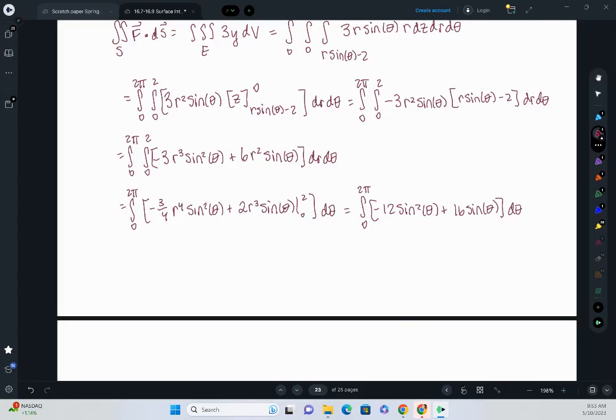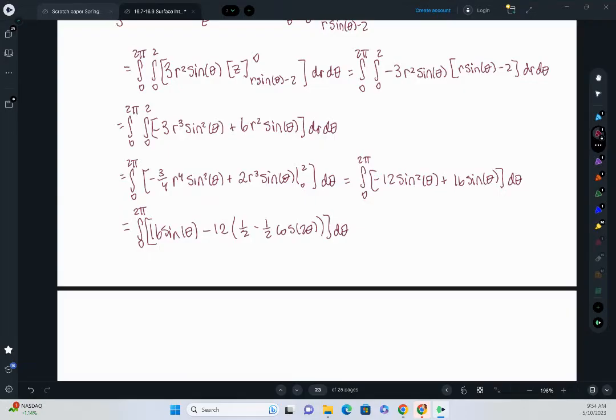Okay, so we can integrate the sine squared, but we have to change it. We need to change it to be 1/2 minus 1/2 cosine 2 theta. So I'm going to rewrite this. Number one, I'm going to go ahead and change the order because it drives me nuts to have the negative first. So I have my 16 sine of theta, I have minus 12 times 1/2 minus 1/2 cosine of 2 theta d theta. Okay, if I distribute my negative 12, this is going to leave me with negative 6 plus 6 cosine of 2 theta.